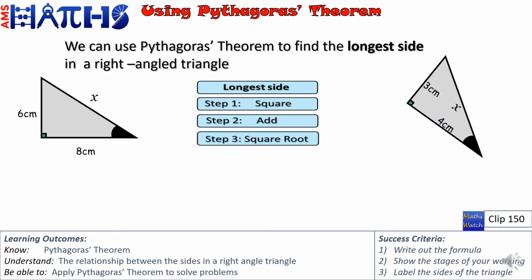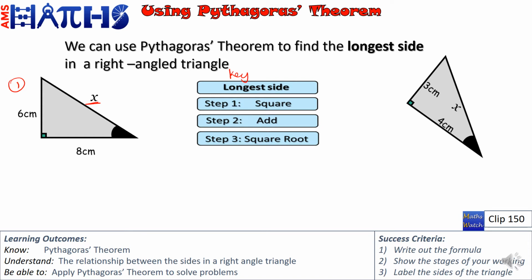Now we're going to put the Pythagoras theorem into practice. We can use the theorem to find the longest side in a right angle triangle. We know our longest side is the hypotenuse. If we look at this first example, we can see that we need to find x, and x is our hypotenuse, or longest side. So this is our key that we're going to use to work out the longest side.